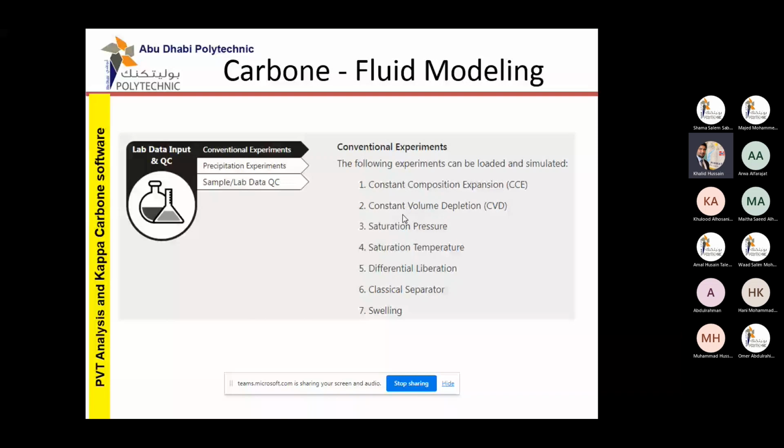No, constant composition expansion is exactly the same. It also has two names because I took this from the website. It's the same as constant mass expansion, because we are not changing the composition. So through this test we find the bubble point.